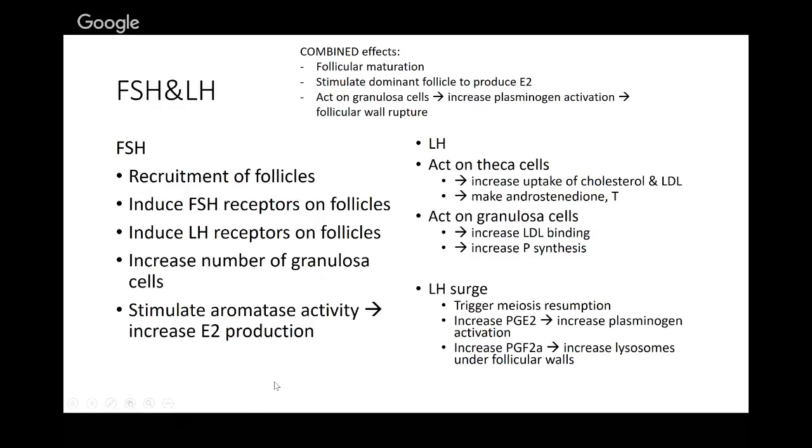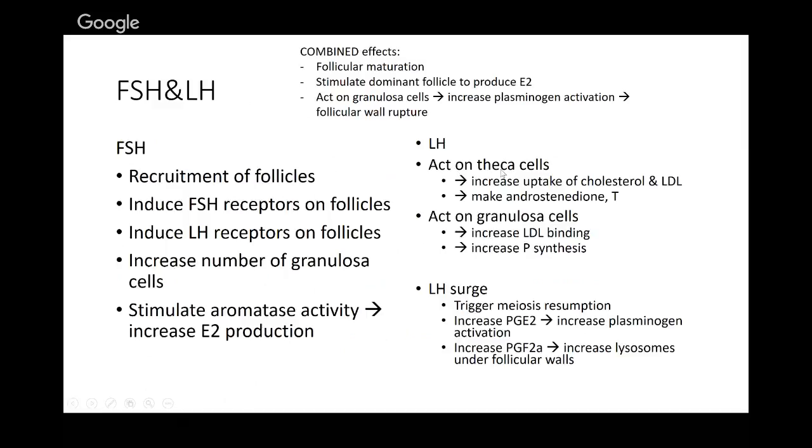Okay, so I have a couple of slides on just the different effects of the main hormones. FSH is about recruitment of follicles. So this is the one that is important for folliculogenesis. It increases the number of granulosa cells, as well as increases the number of follicles that will undergo folliculogenesis. And it stimulates estrogen production as well.